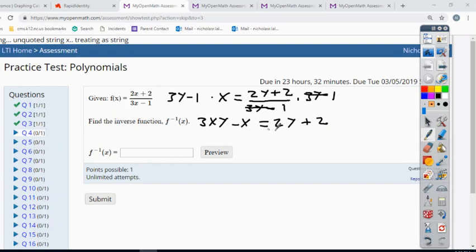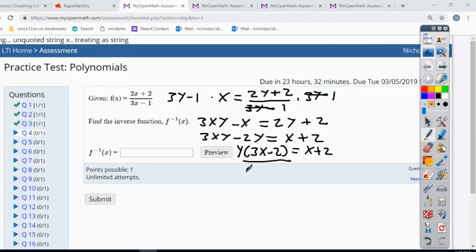Now I've got to get all my y's on one side of the equation. So listen to my voice. I add x to each side and I subtract 2y from each side. So now I have 3xy minus 2y is equal to positive x plus 2. Now I need to get y by itself, so I factor out a y. What's left over is 3x minus 2, times y, is equal to x plus 2.